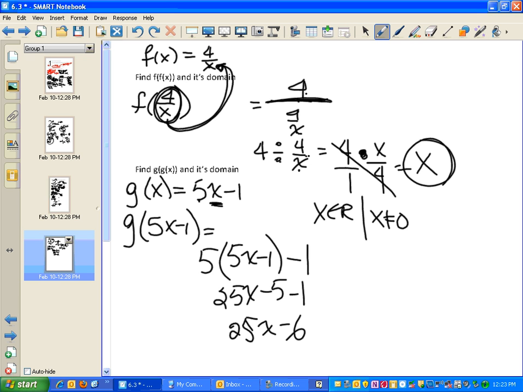What was the domain of g of x? Did I ever change that in the course of this problem by creating a denominator or a square root? So what is my domain going to be?